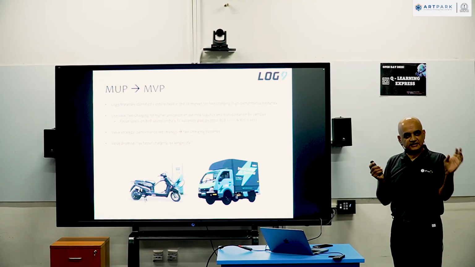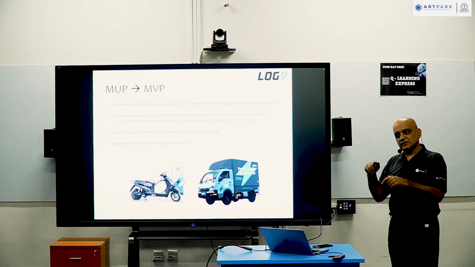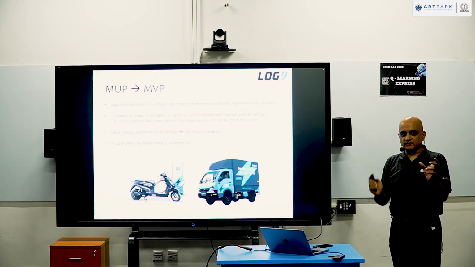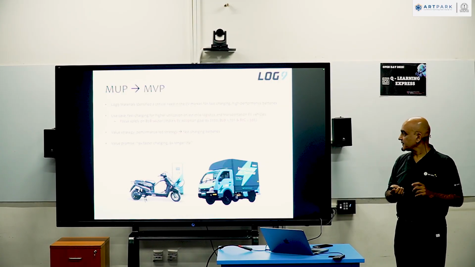And the value promise was, this is in the MVP plus stage, that it will be 9x or 10x faster charging and 9x longer life, right? So first is the charging, which is performance. Life is now the cost side of the angle, right? So they basically brought in the cost side, and I'll tell you how that happened.